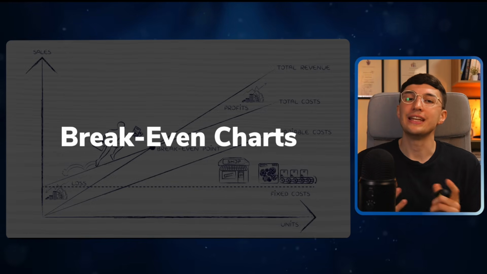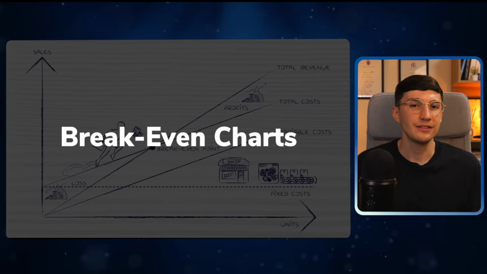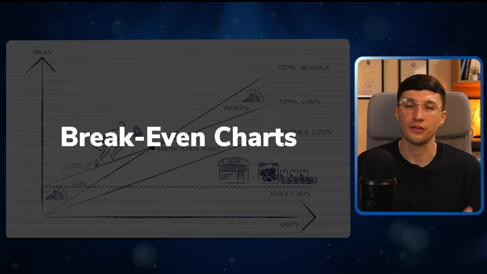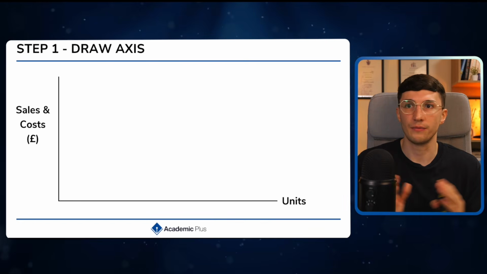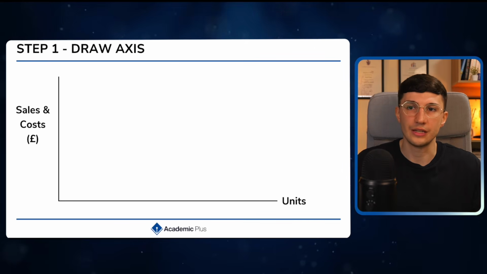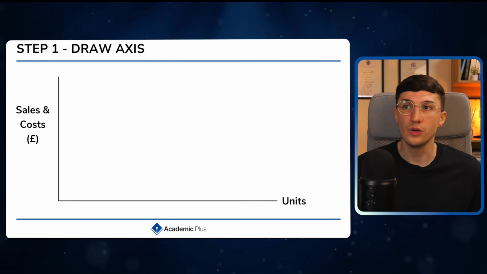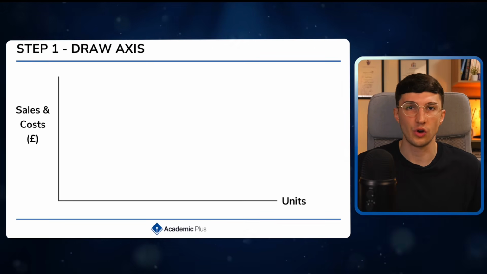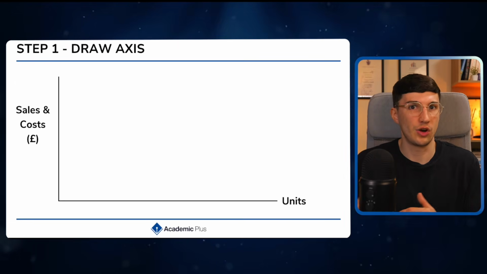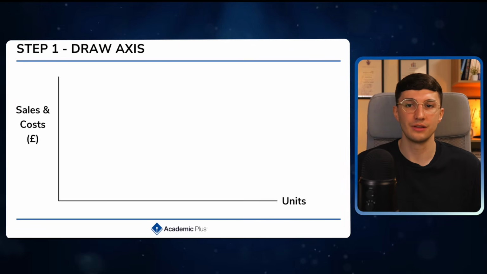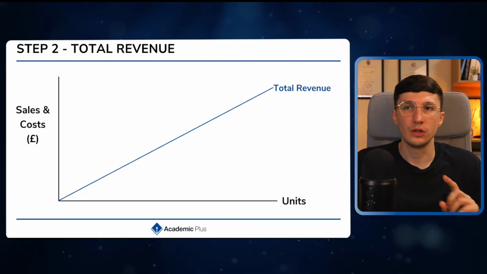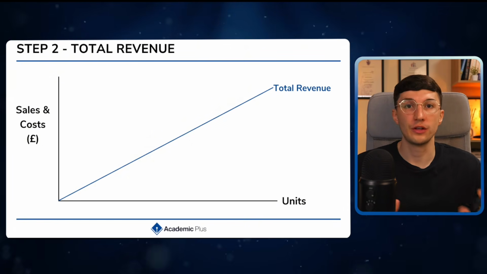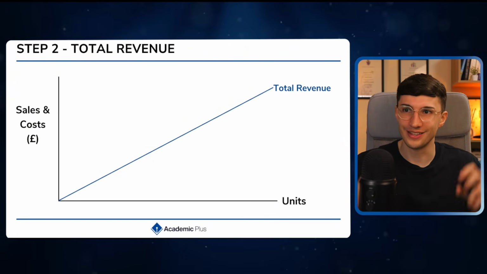And the next thing that we need to do now with our break-even analysis is to construct our break-even chart. I'm going to give you a step-by-step process starting from scratch. First of all, draw your axes. On your x-axis, you have the number of units. On the y-axis, you have your sales or cost, or you can just measure that in pounds or dollars, whatever the currency is. Then you want to draw your total revenue line. As you can see, it's a constant gradient because our selling price always remains the same.